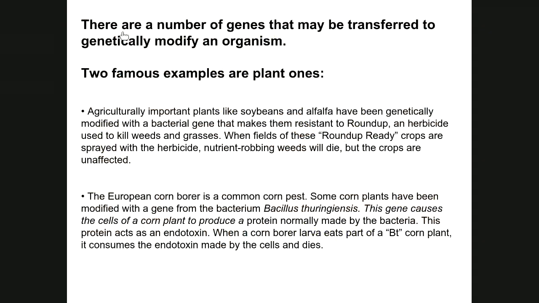Now, there are a number of genes that may be transferred to genetically modify an organism. I'm going to jump down to the second one. This first one talks about Roundup, and that became a big issue in court as far as causing cancer. But I'm going to jump down here because this is more pertinent to what we're leading into. There's a European corn borer insect, a pest that feeds on corn plants, right? So some corn plants have been modified with a gene from a bacterium called Bacillus thuringiensis.